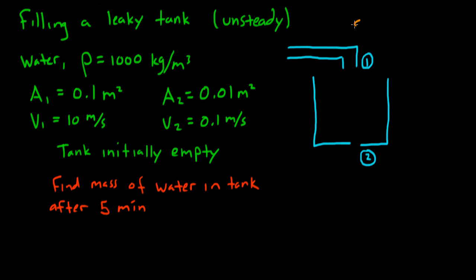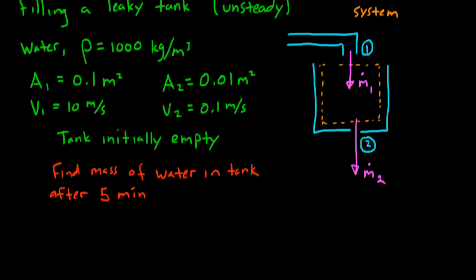The first step to solving any thermodynamic problem is to define the system. Returning to the schematic, we draw the boundary for the system around the internal volume of the tank. This control volume represents an open system in which mass is entering through Station 1 and leaving through Station 2.